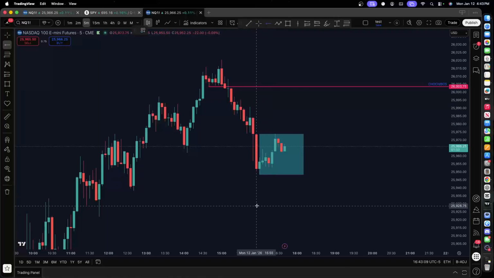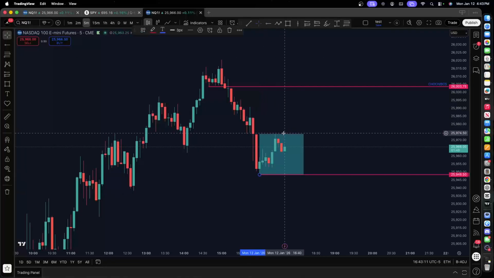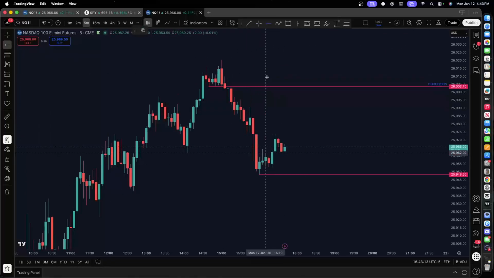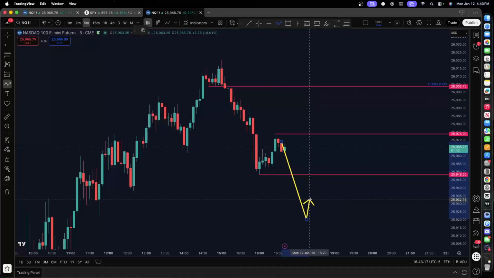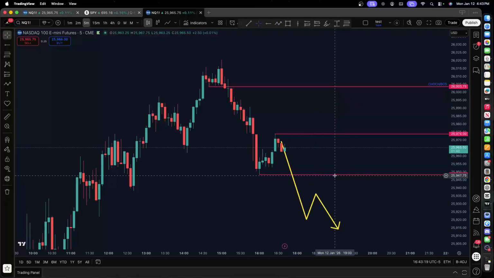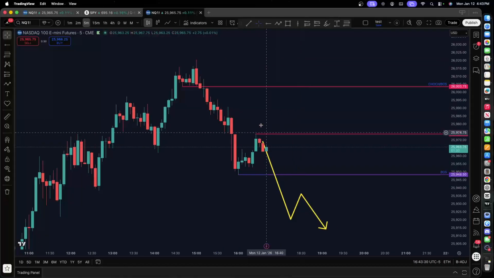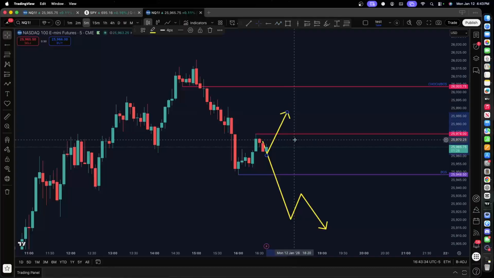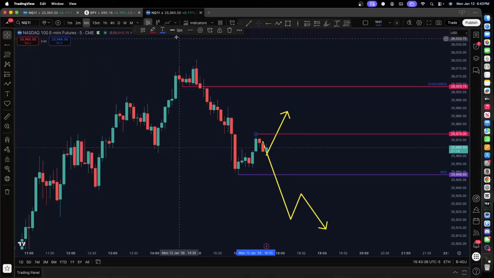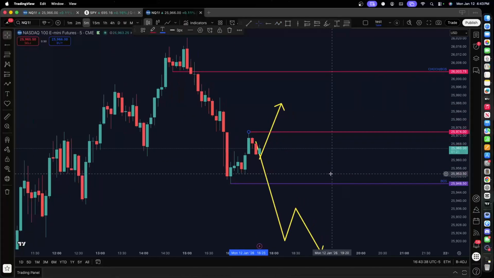So your current structure is from this point to this point. Right. And if you break to the downside, it is a break of structure, not a change of character. Why would it be a change of character? We're just continuing the downtrend, right? See how I said continuing and not changing? Take note. But if we changed from a downtrend to an uptrend, what would that be? That would be a change of character.